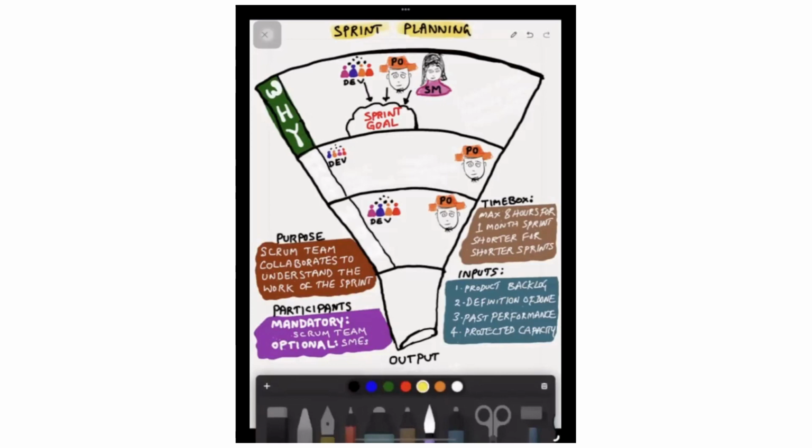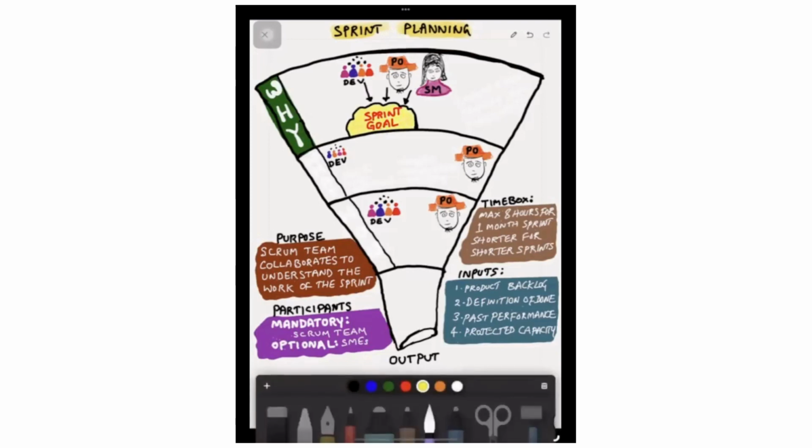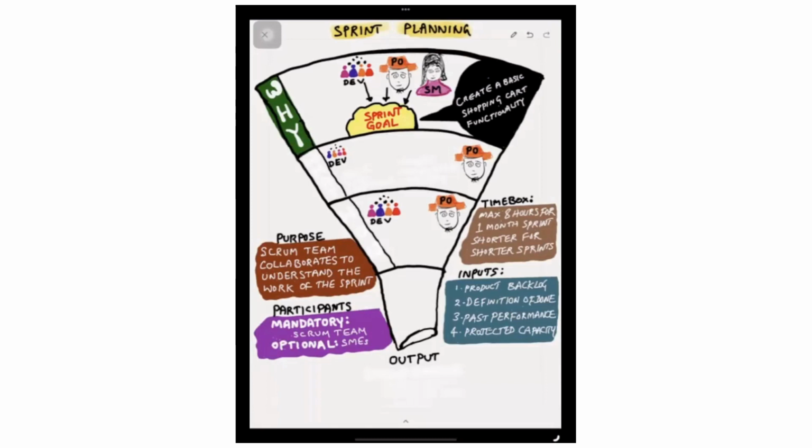So how does it happen? The product owner will explain a high-level business objective to be achieved, and they all discuss and convert into an achievable sprint goal. For example, in this case, let's say creating a basic shopping cart functionality. They have considered that as a goal because it helps people to purchase items in an e-commerce product like Amazon. So that's the goal for the current sprint.